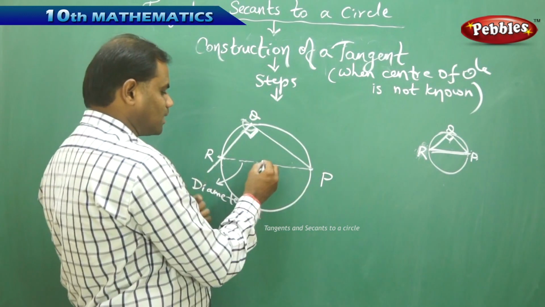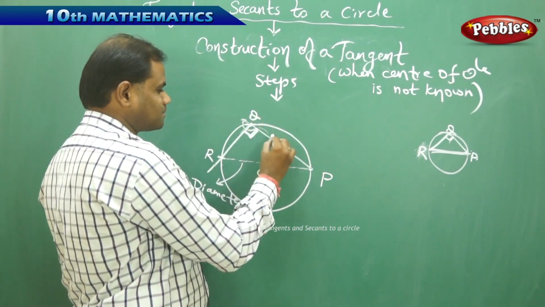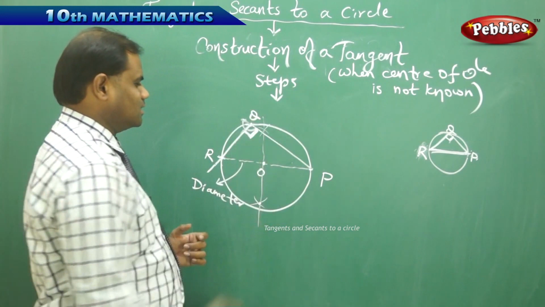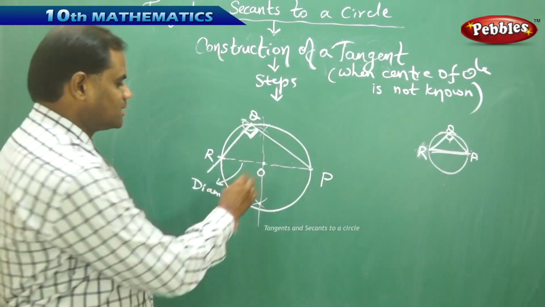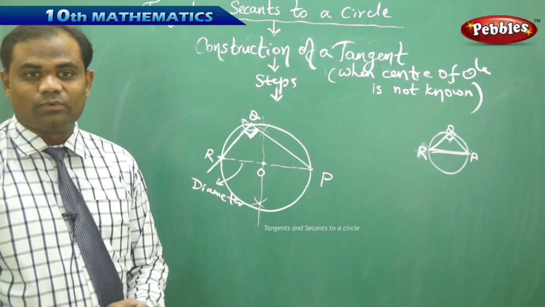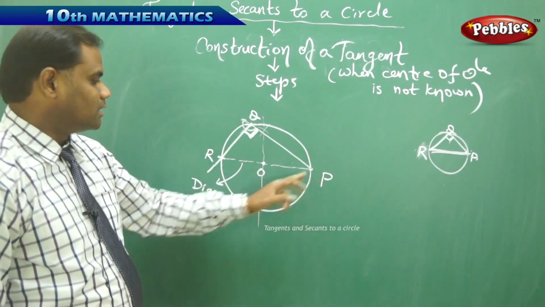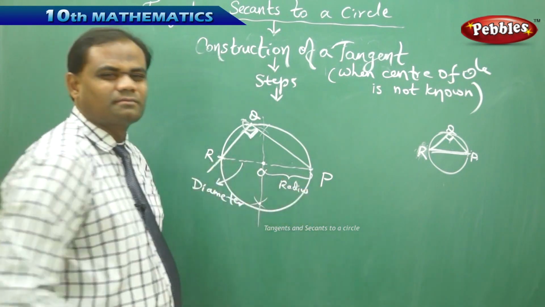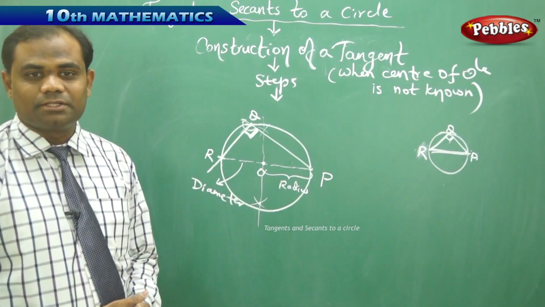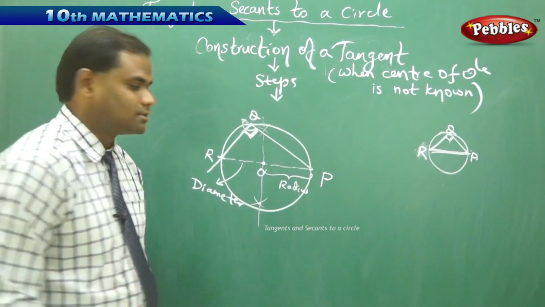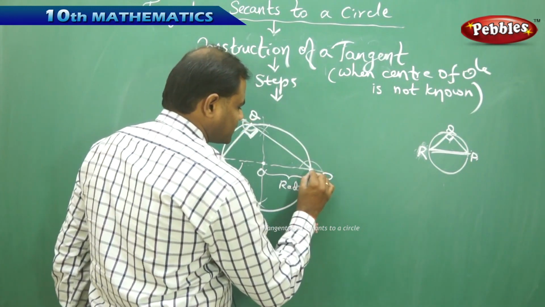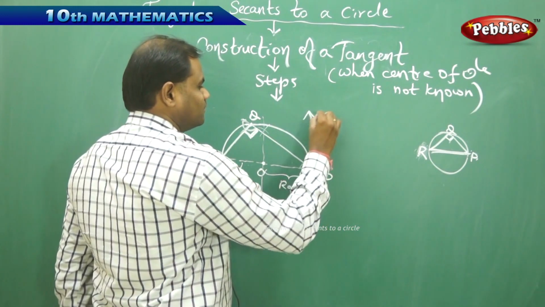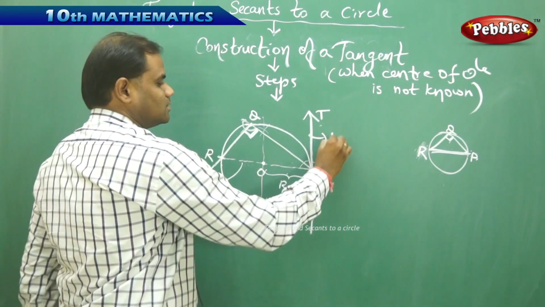So dividing this into two parts by using the perpendicular bisector concept, I get the perpendicular bisector, which gives me the center as O. So this center O will give us the radius. And from radius, I can construct the tangent because radius is perpendicular to tangent. Therefore, put the protractor out here and then measure the angle. Then clearly, I get a line which is a tangent to the circle.